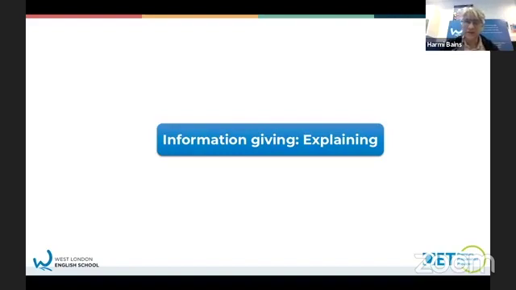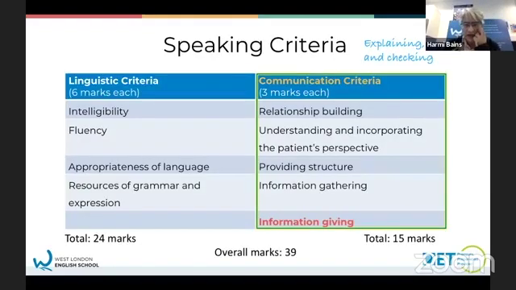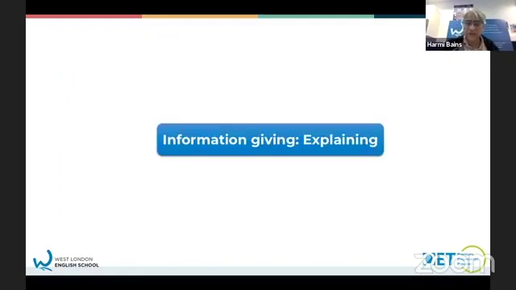If you're a nurse and you're out there, please don't go away, keep watching, because you're really going to find this useful. In fact, even if you're a physiotherapist, occupational therapist, a veterinarian, whatever your medical profession is, please keep watching, because you'll find this useful. And that's what we're doing. We're looking at the criteria, information giving, and we're going to tie this in with the role play.